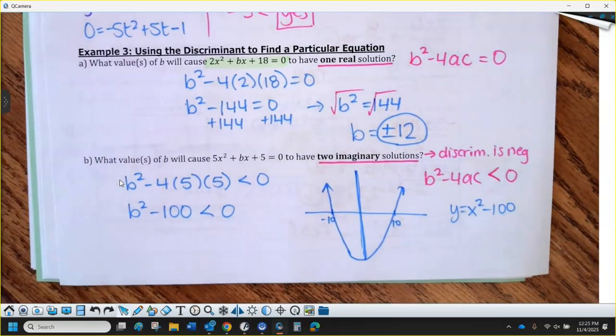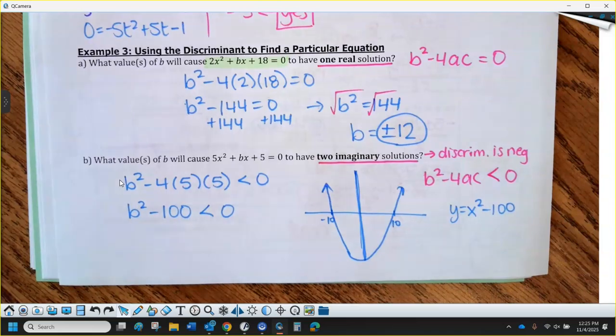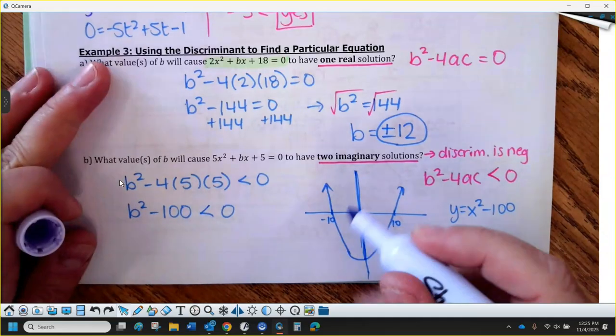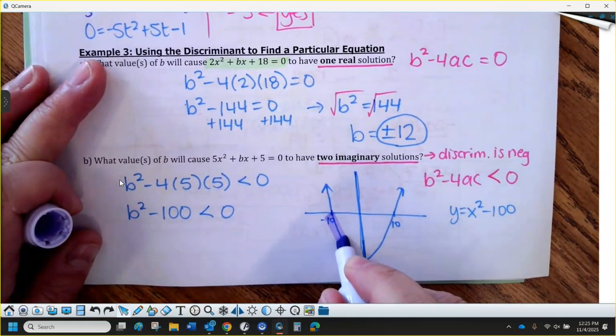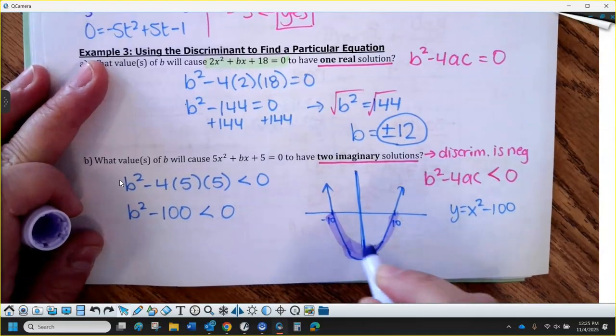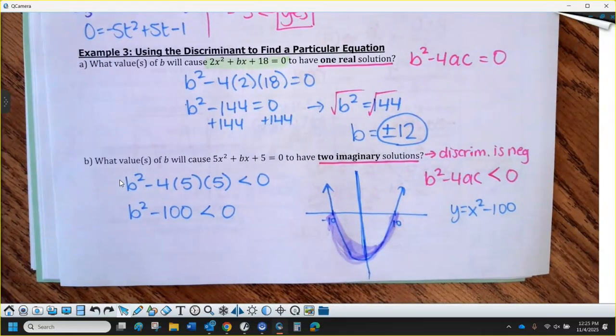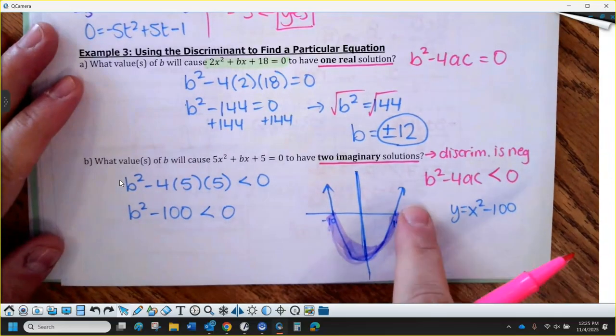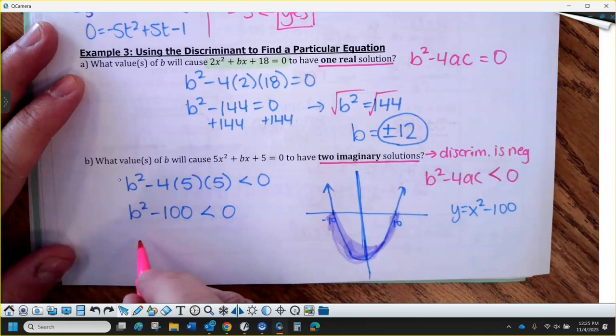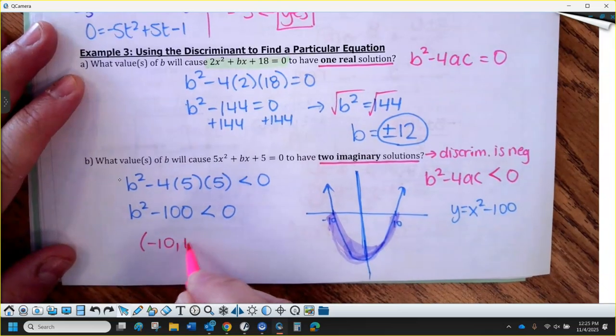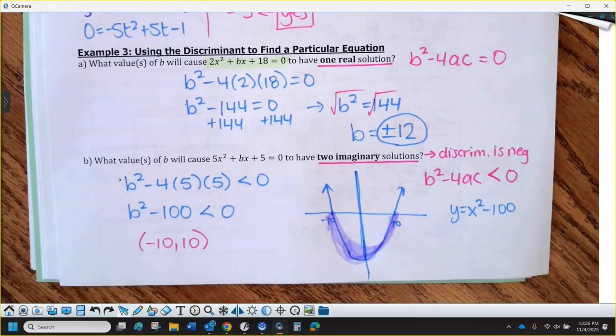This is not just 2 answers like it was in the last question. Pretend I did a better job drawing that. That looks horrible. It would cross at negative 10 and 10. So if I need my solution to be negative, I'd be wanting to talk about the part of the graph that was underneath the x-axis. Any x value in between these 2 is going to cause that discriminant to be negative. So there's 2 ways you can write it. If you want to do a little interval like we've done before, it would go between negative 10 and 10, but it would not include 10 or negative 10. That would actually make the discriminant 0.